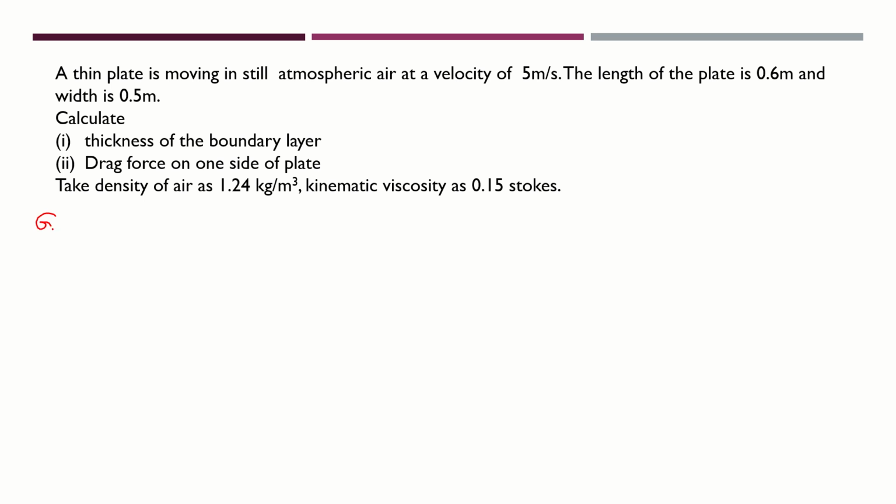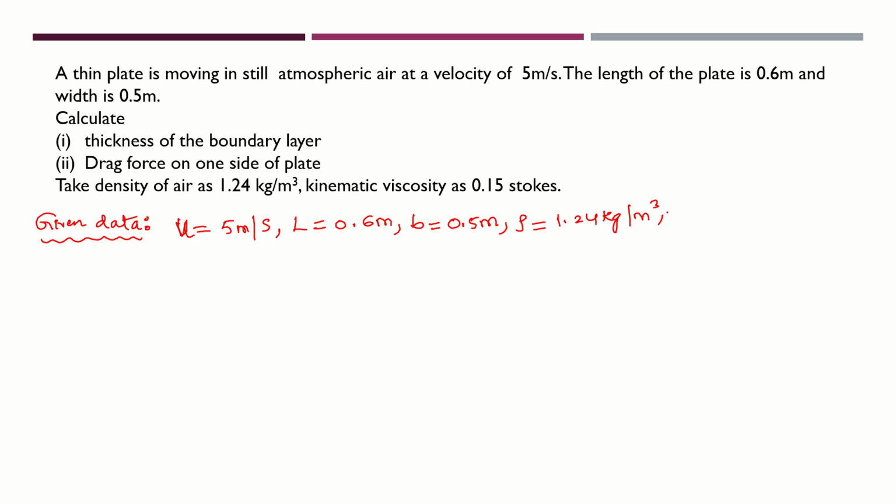Okay, so first let's quickly write down the given data. So what is given to us? It is given that the velocity of the air, here we take it as u, is equal to 5 meter per second, and length of the plate is given, L as 0.6 meters. Even width of the plate is given, which is small b, equal to 0.5 meters. If you look at the other given data, density of the air is given, which is equal to 1.24 kg per meter cube, and also kinematic viscosity nu is given, which is 0.15 stokes.